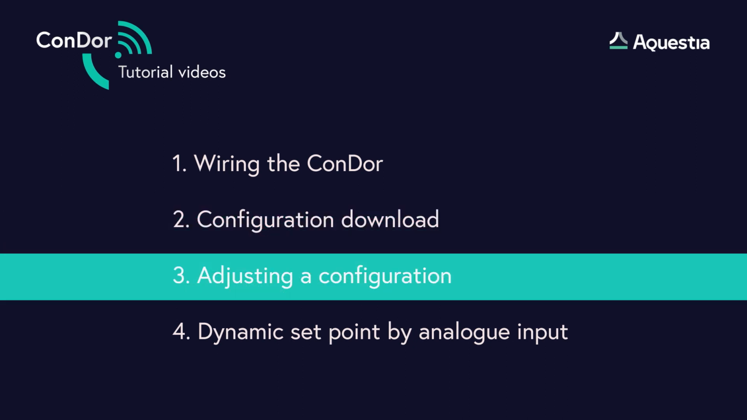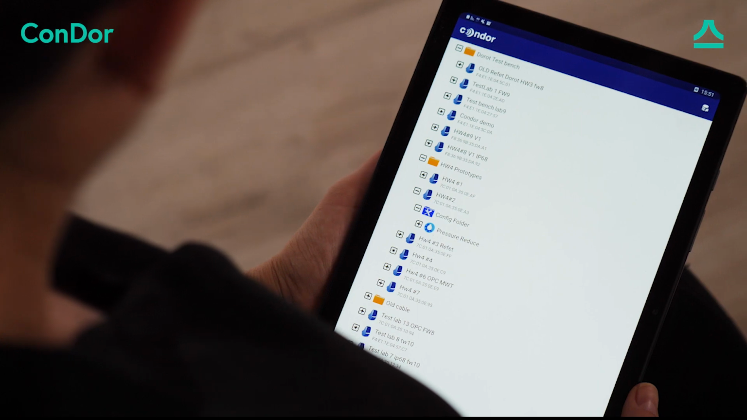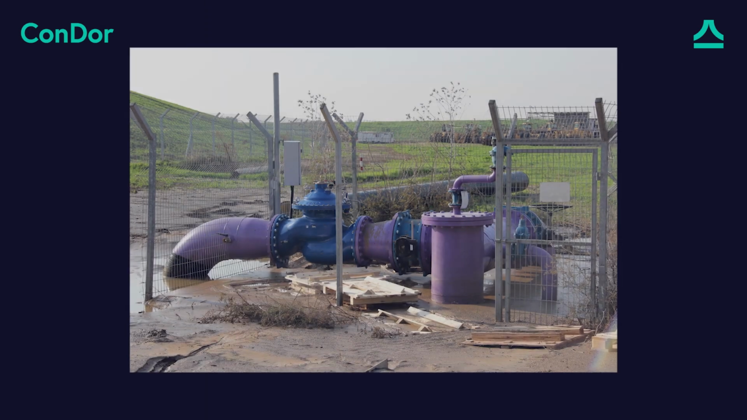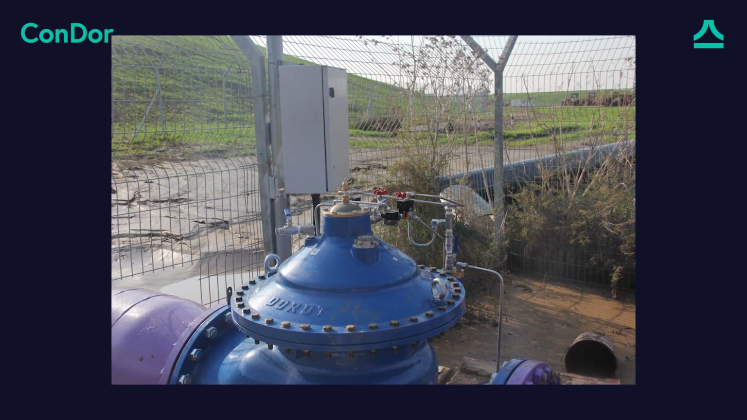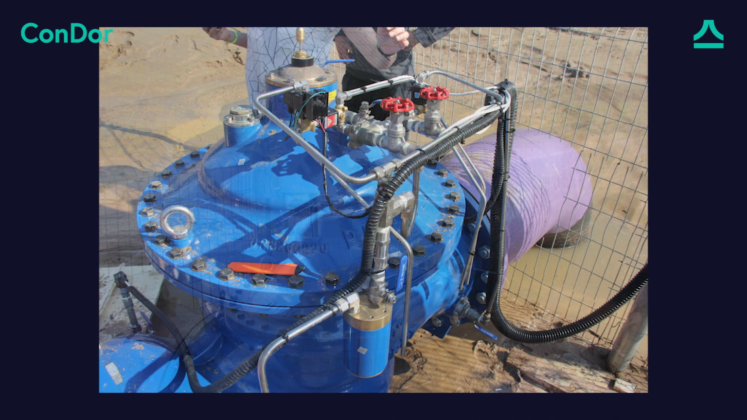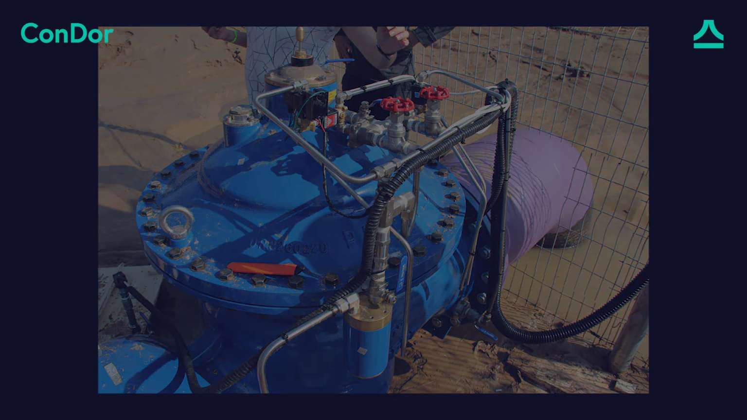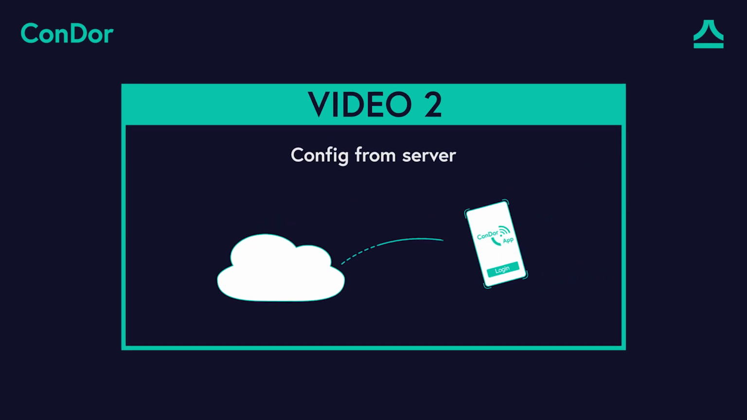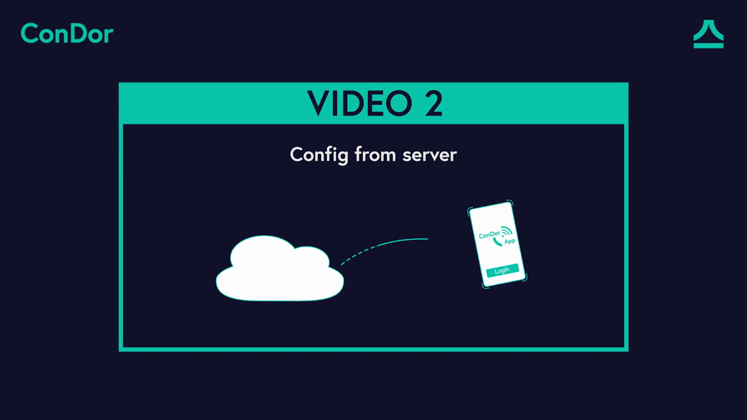In this video, we will show you how to use a pre-made configuration from the ConDor Shared Configuration folder. We will demonstrate by looking at the pressure reduction configuration, reducing the pressure to a fixed set point downstream of the valve. Downloading a configuration from the Shared Configuration unit is explained in video number 2, ConDor Uploading and Downloading a Configuration. We will go over the configuration step by step and adjust it to our needs.